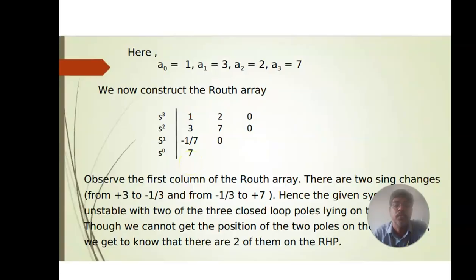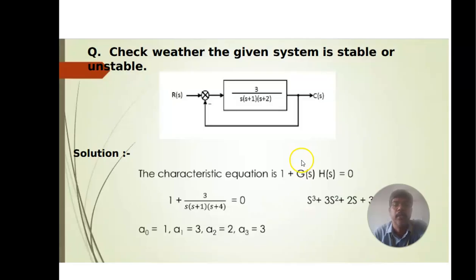So two roots are lying on the right half of the S plane and the remaining root is lying on the left half of the S plane. So the system is unstable. Then let us see the next problem. Here, this is a characteristic equation, s power 3 plus 3s square plus 2s plus 3 is equal to 0.